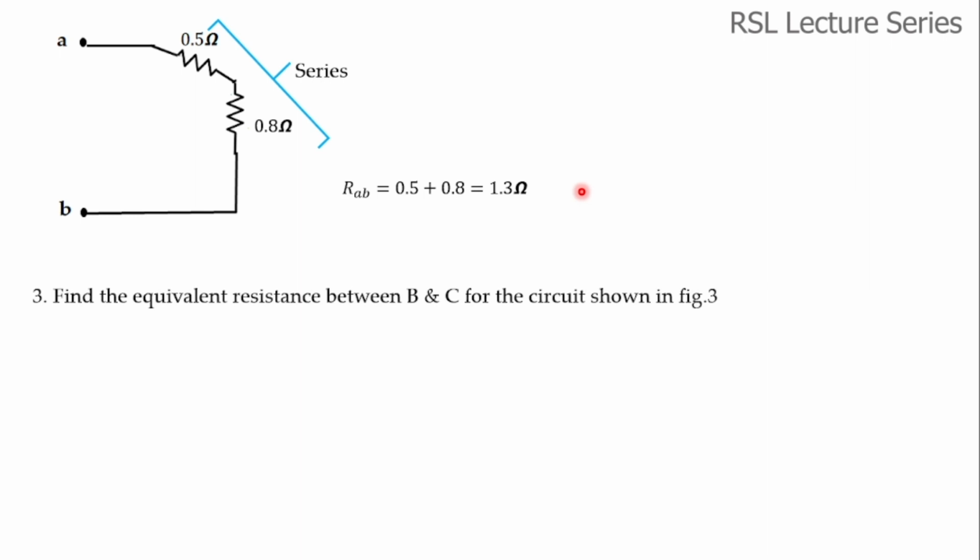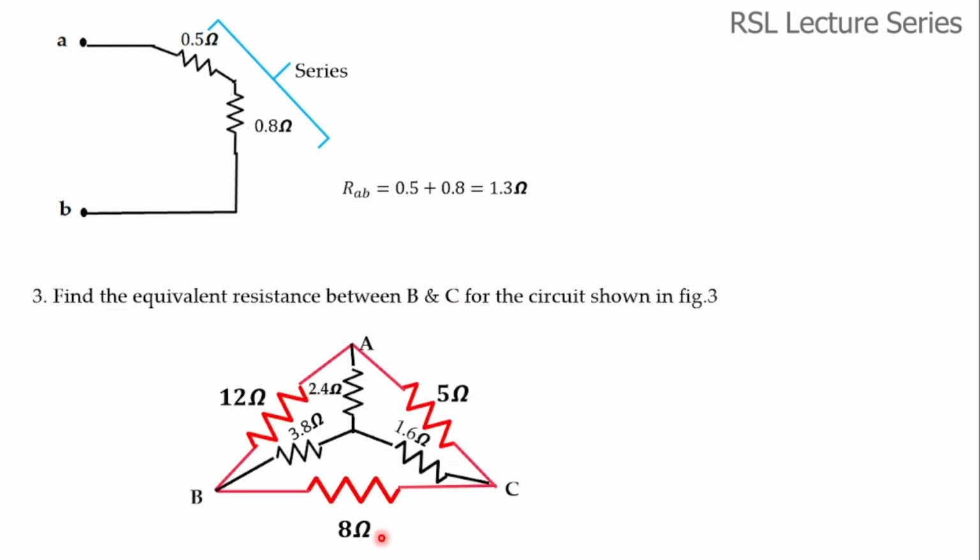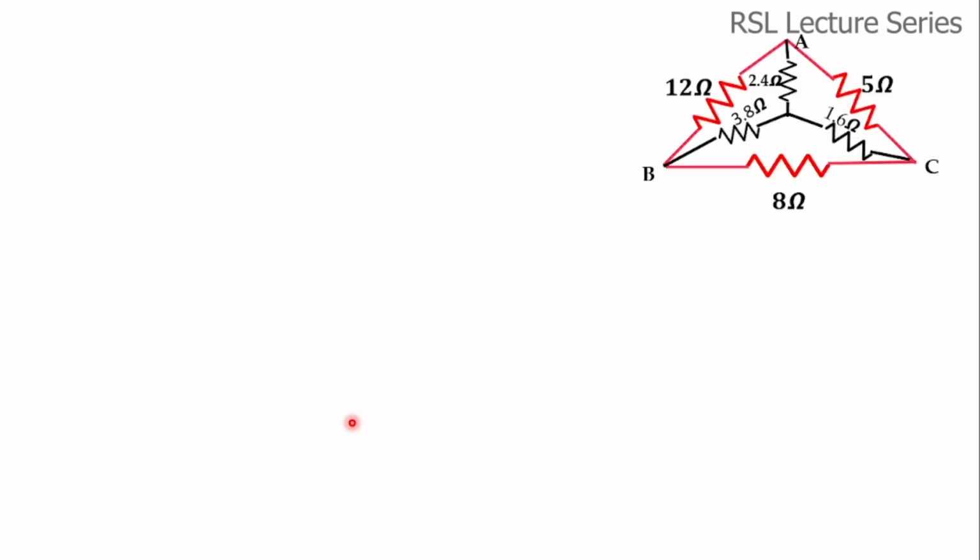So now the third one: find the equivalent resistance between the terminals B and C for the circuit shown in figure 3. So this is figure 3. Here we have both delta and star given, the outer delta and inner star. So now we'll try to solve the problem. This is the given problem.